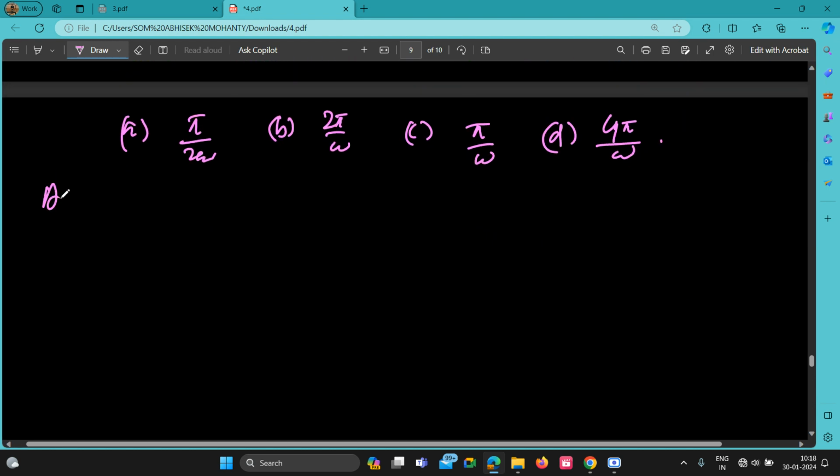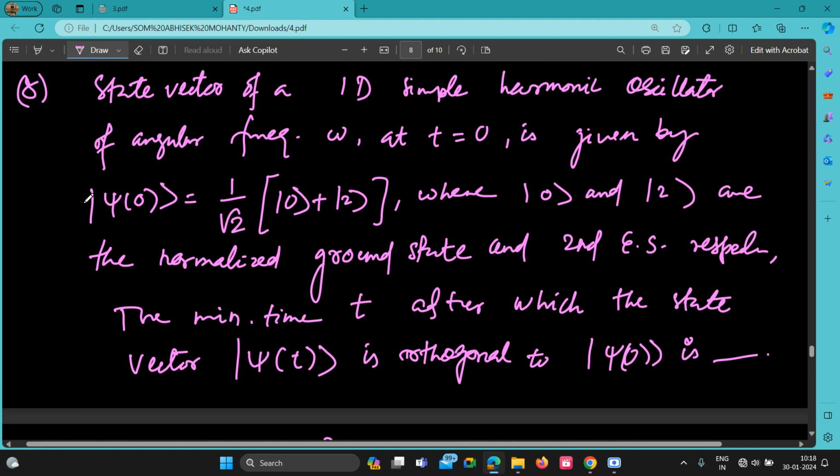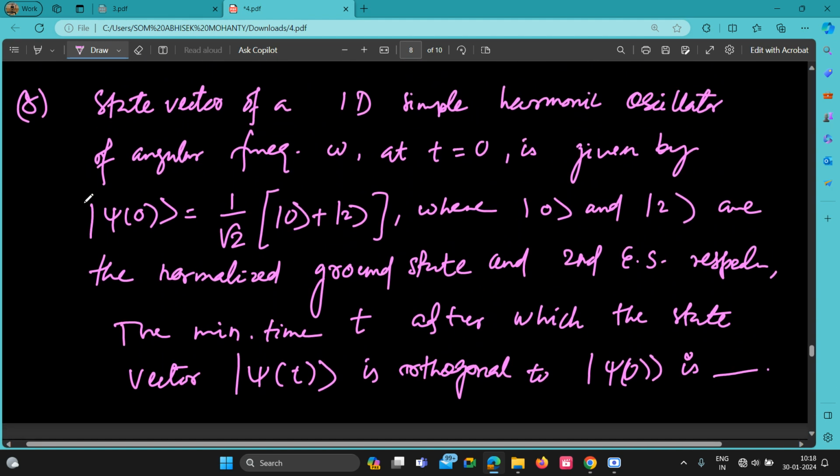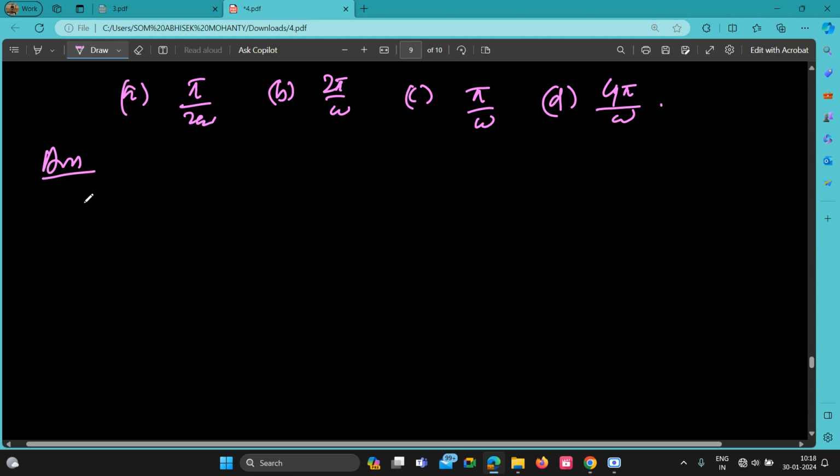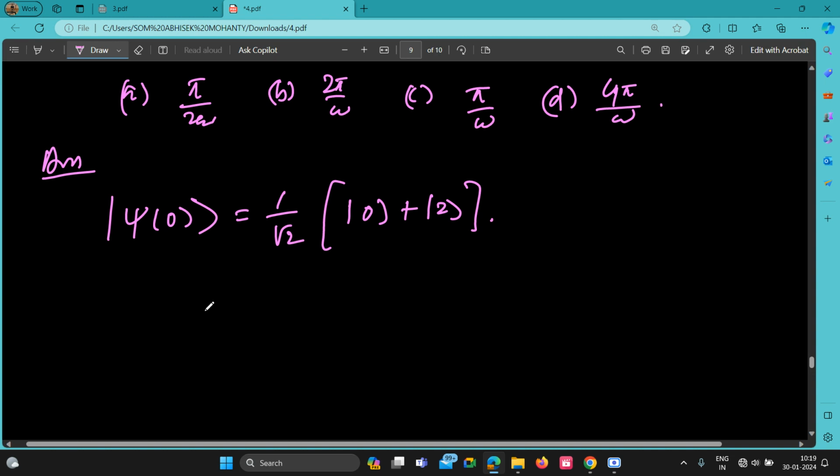Okay, try this question. The state vector of a 1D simple harmonic oscillator is given by this. After time t, psi t will be orthogonal to psi 0. That is what you are asked. So we know psi 0 is given as 1 by root 2 (|0> + |2>). This is a harmonic oscillator.